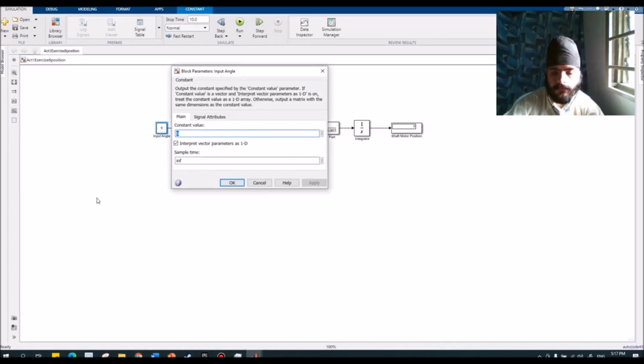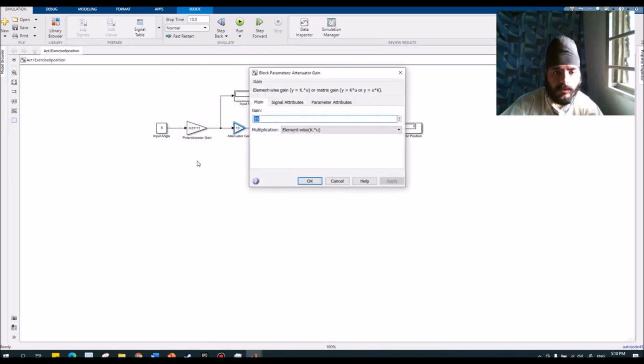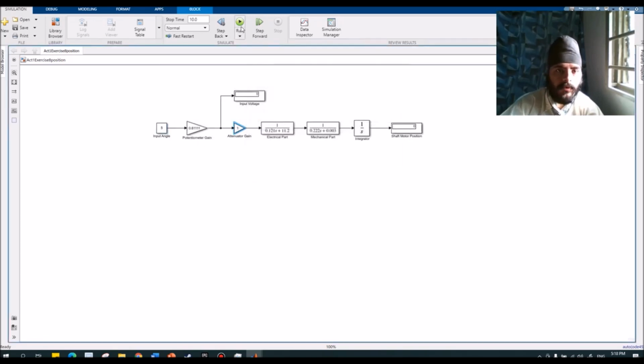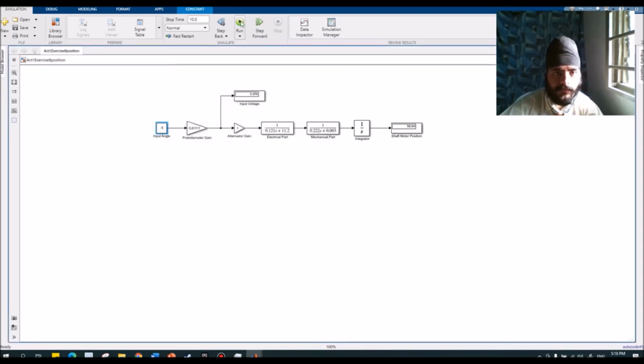Input angle was 5 and the attenuated gain for input angle 5 was 1. Therefore, run it, and this is the value that we get, 3.056 for the input voltage, and the shaft position would be at 58.64. This is the clockwise, and for the anti-clockwise, put the input angle as -5. Run the simulation, I'll be getting the values in the negative value, which is -3.056, -58.64.